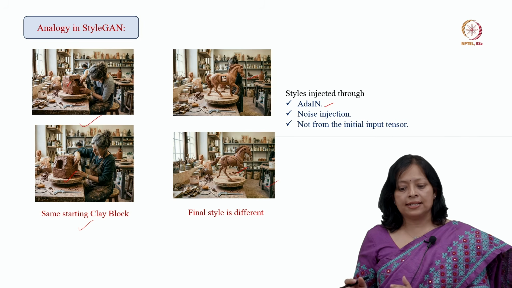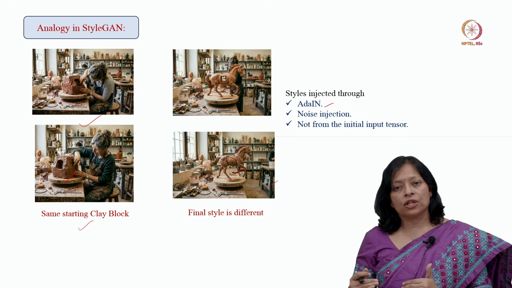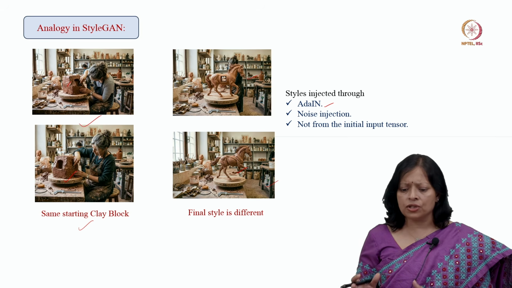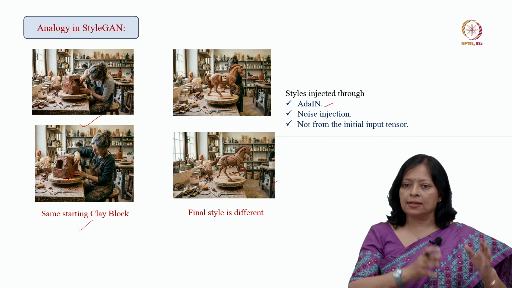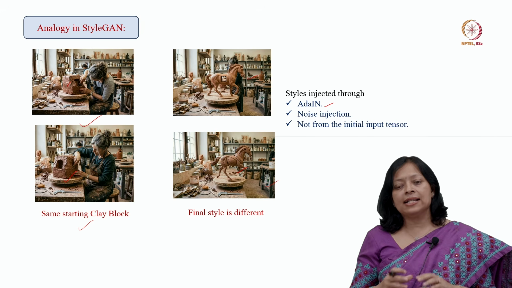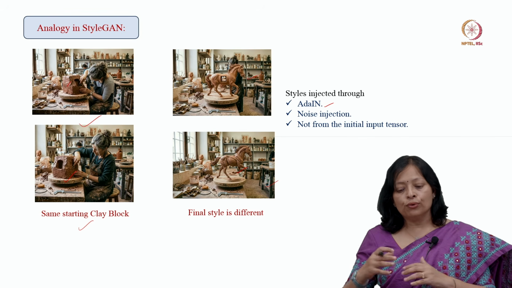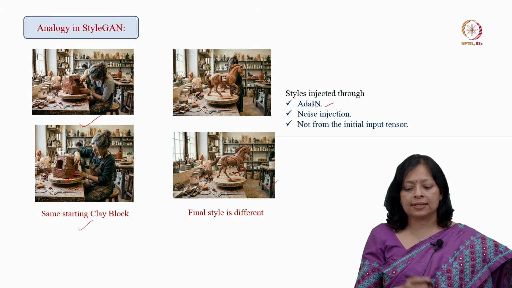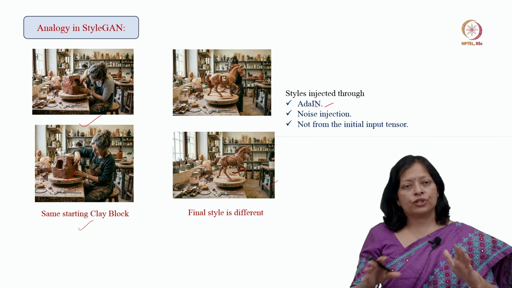adaptive instance normalization, which we call AdaIN, and then we have noise injection for making finer stochastic differences between images, and it is not from the initial input tensor. The input tensor behaves as a starting point, and then different styles are incorporated in the different layers through this adaptive instance normalization, AdaIN, and noise injection. So, this is the analogy of StyleGAN.